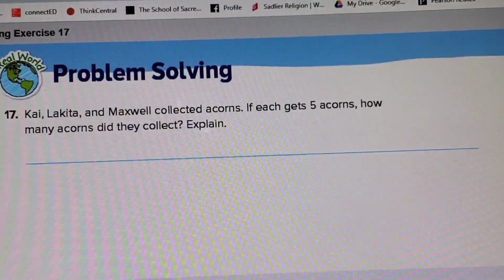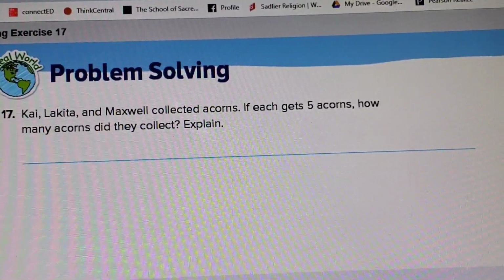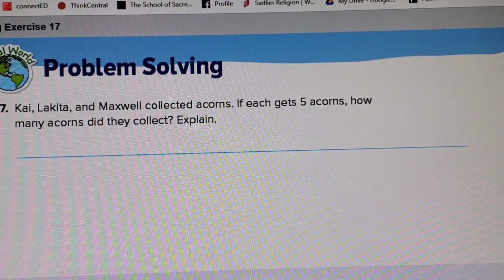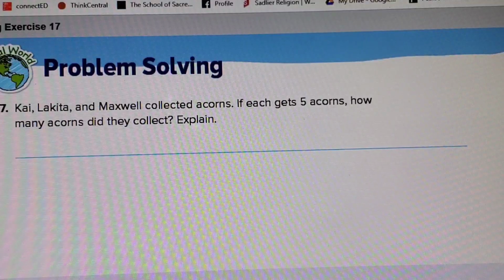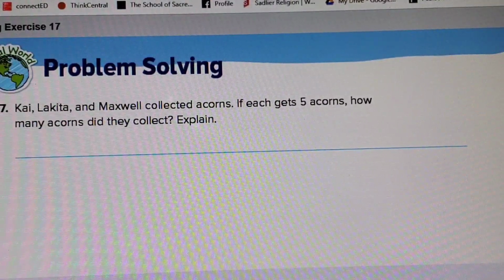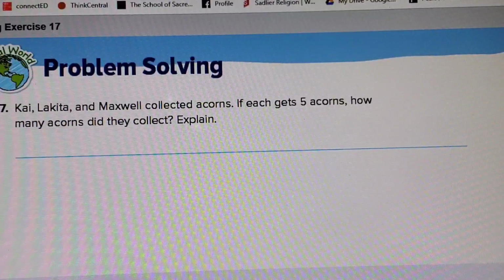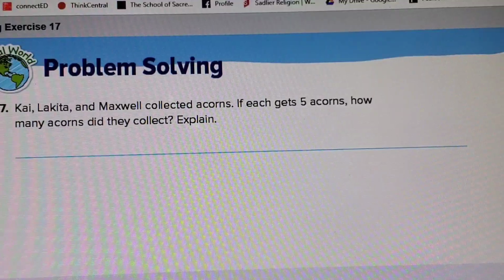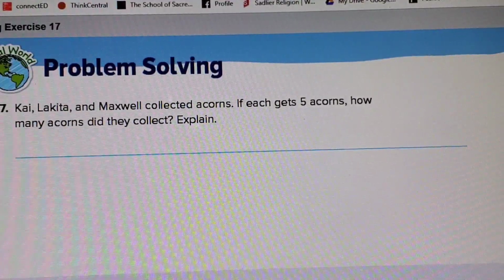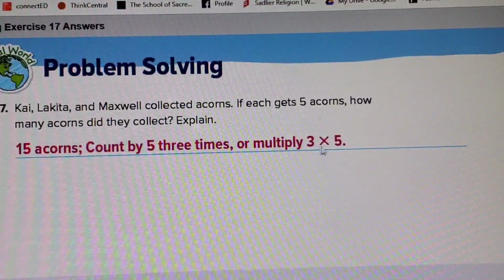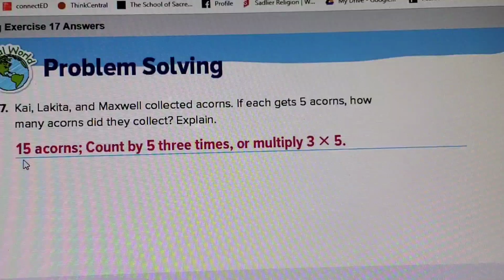Now I'd like to help you with some problem solving. Kai, Lakita, and Maxwell collected acorns. If each gets 5 acorns, how many acorns did they collect? Explain. So how many people do we have? We have 3. So 3 times, how many acorns did they each get? 5. So 3 times 5 equals 15. So 3 times 5 equals 15 acorns.